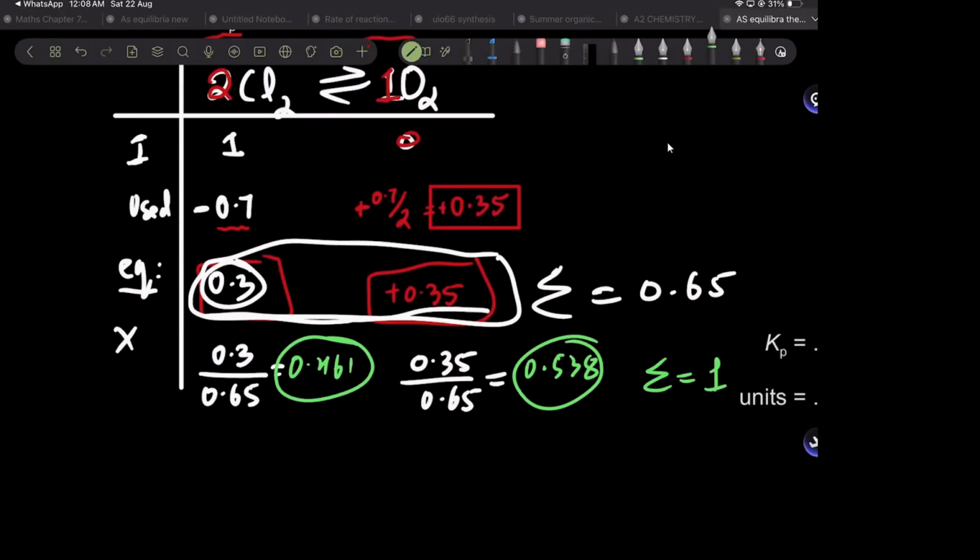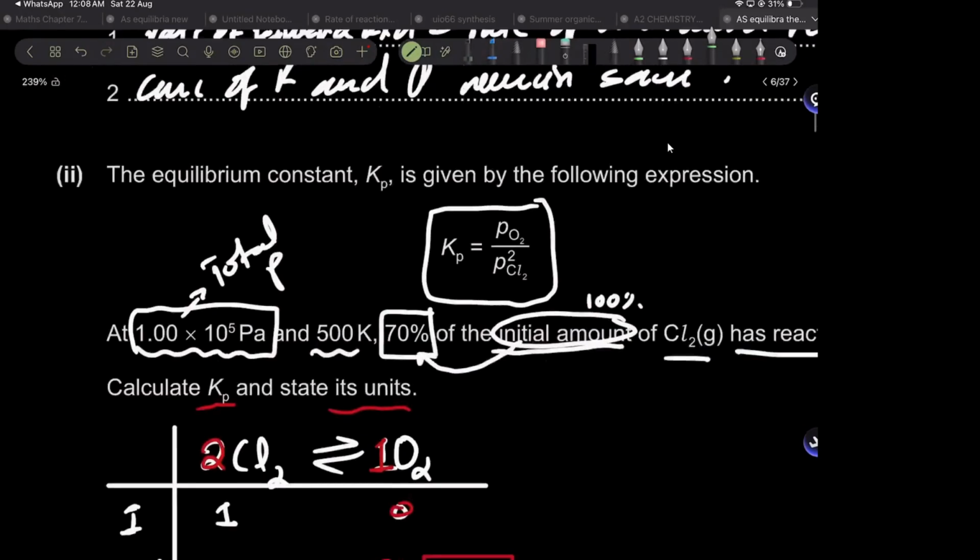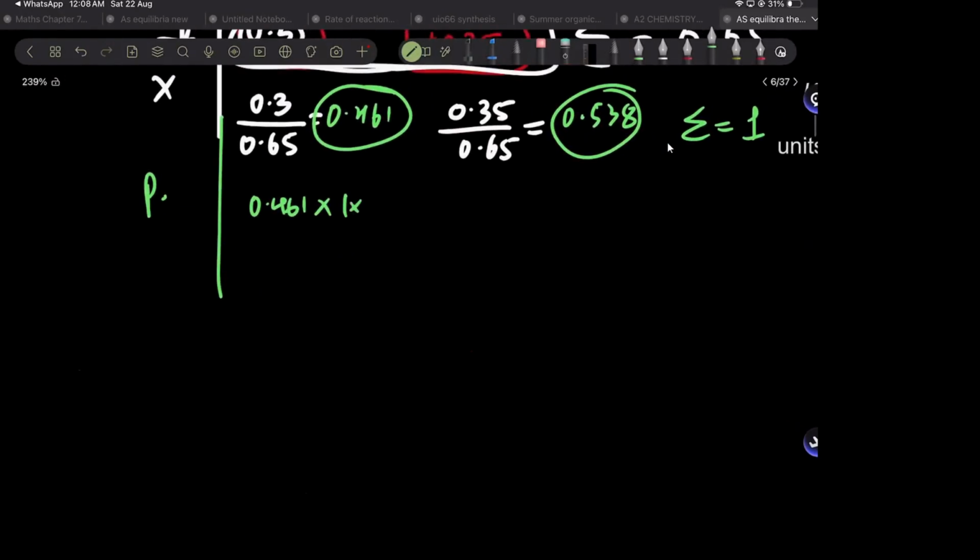Now I calculate the partial pressure. In order to calculate partial pressure, I multiply the mole fraction of this gas with the total pressure. What's the total pressure? 1 into 10 to the power 5 pascals. And this would be 0.538 into 1 into 10 to the power 5 pascals.